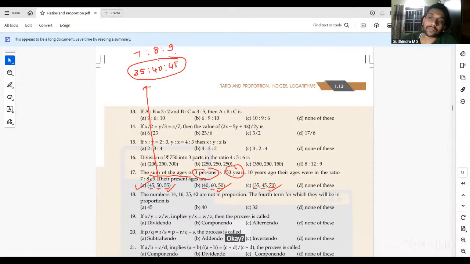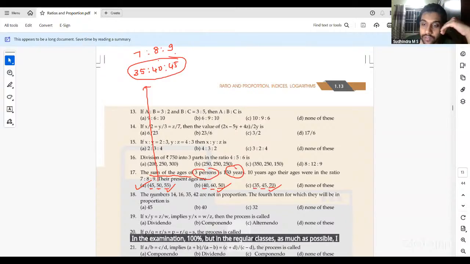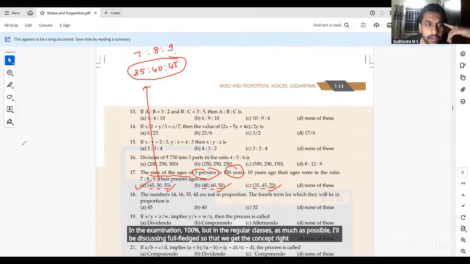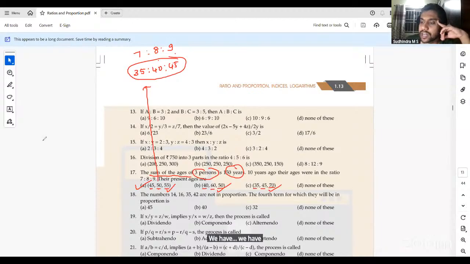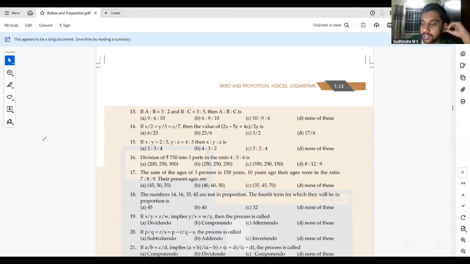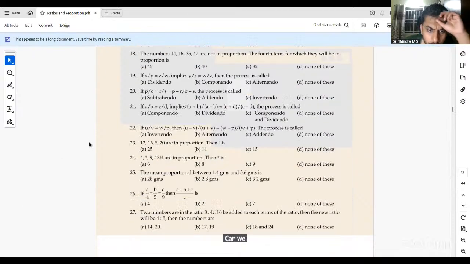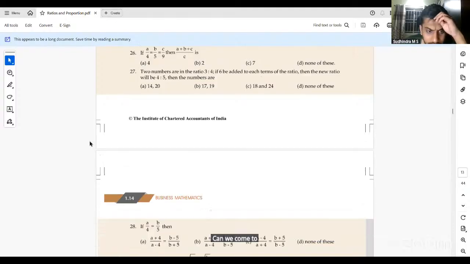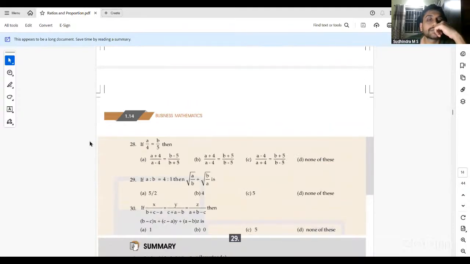We can always do option elimination. That is what we'll be doing in the examination, 100%. But in the regular classes, as much as possible, I'll be discussing full-fledged so that we get the concept right. Subsequently we'll have revision classes, and we'll only be doing shortcuts there. So that's how we'll be solving. That was question number 17. Can we come to question number 29? Simple one.